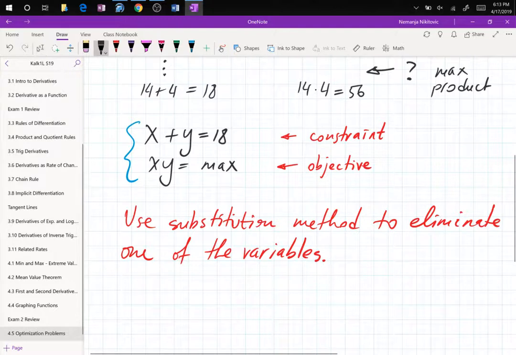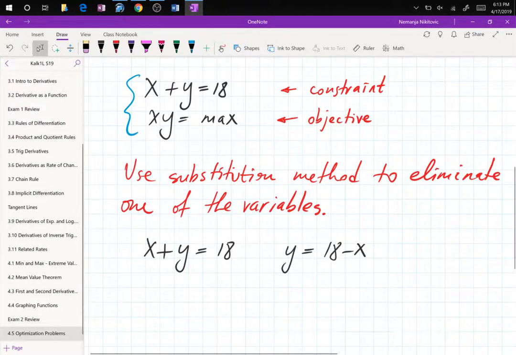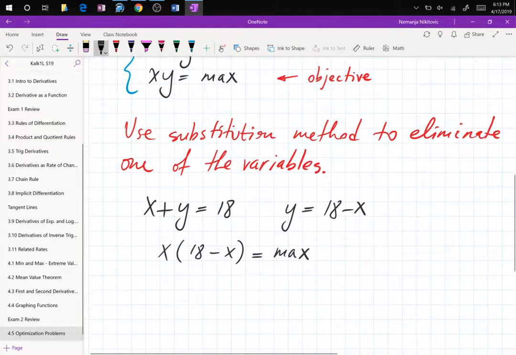So I am going to solve x plus y equal 18 for, let's say, y, and get 18 minus x. Now I'm going to plug that into the second equation, and I'm going to distribute, and now I have an equation where I would like to find the x so that I get the maximum value on the other side.